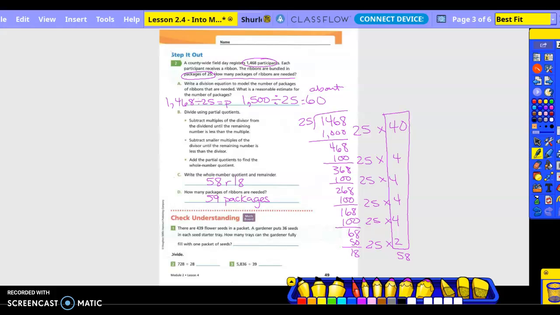Check understanding number 1. There are 439 flower seeds in a packet. The gardener puts 36 seeds in each seed starter tray. How many trays can the gardener fully fill with one packet of seeds? So we have 439 flower seeds in the packet, 36 seeds. How many trays can they fully fill with one packet? So we need to pay attention to what they want, right, guys? So what am I going to do?